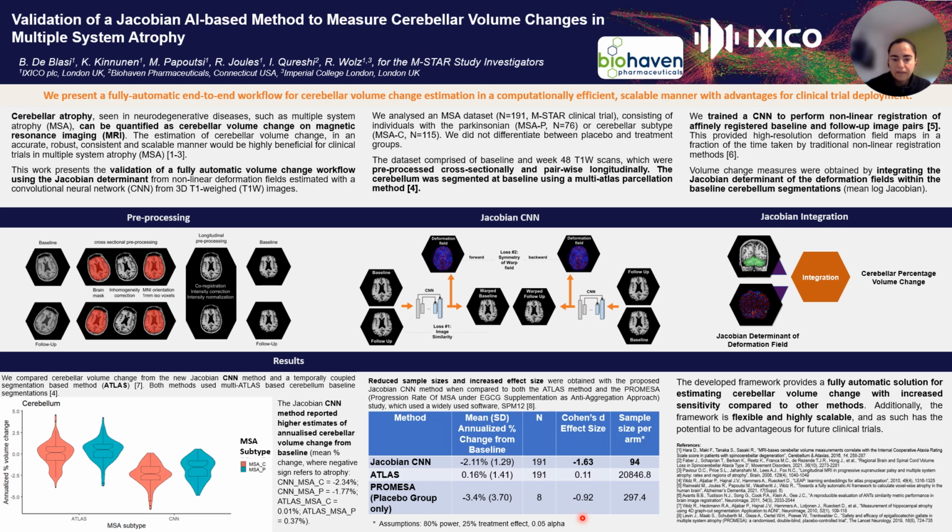Assuming 80% power and a 25% treatment effect, that is, a slowing of cerebellar atrophy by 25%, the required sample size per arm is 94 using the Jacobian CNN, or 300 using the SPM12 method used for PROMESA. The atlas-based method reported change in the completely opposite direction to that expected, and pretty much almost zero change, so the sample size estimations are meaningless.